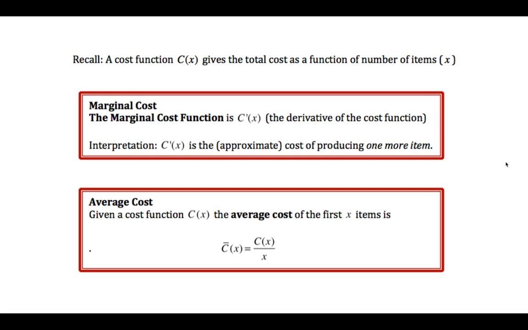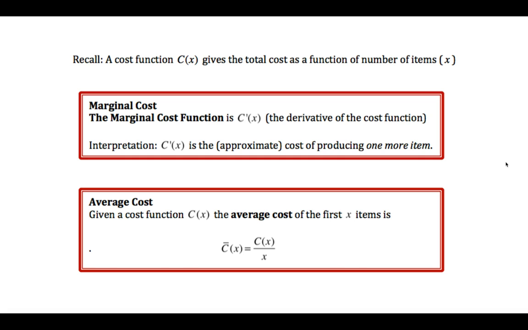If you'll recall, we talked about cost functions previously, and usually we worked with a linear cost function, but cost functions can be other types of functions. And remember, it's going to give us the cost as a function of the number of items produced, and that's going to be x. So the marginal cost is always going to be the first derivative of the cost function, which makes sense when we think back to our linear cost models.